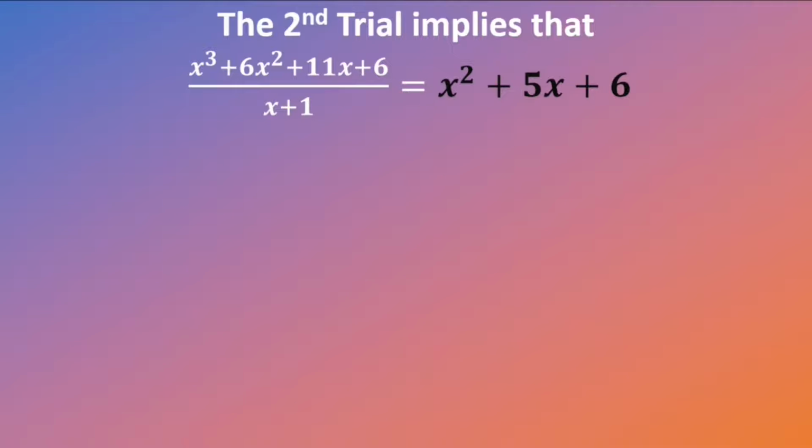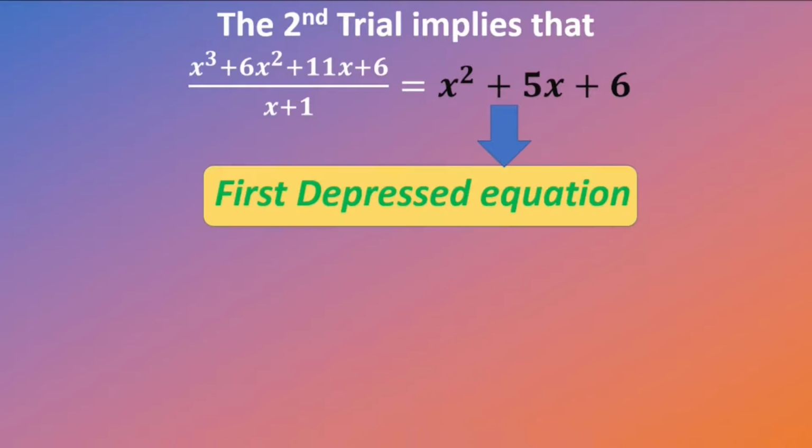Now, the second trial implies that x cubed plus 6x squared plus 11x plus 6 divided by x plus 1 is equal to x squared plus 5x plus 6. This is what we call the first depressed equation. Now, to complete the roots of the given equation, we must factor x squared plus 5x plus 6.